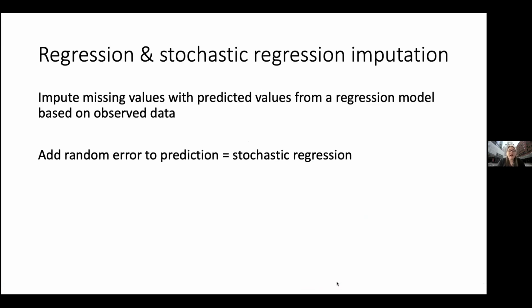Okay, next is regression and stochastic regression imputation. Basically, we're creating a regression model based on the observed data, and then we predict the values and we impute those predicted values for our missing values. And when we add random error to that predicted value, we end up with stochastic regression. It seems like a real fancy statistical term, that's all it means.